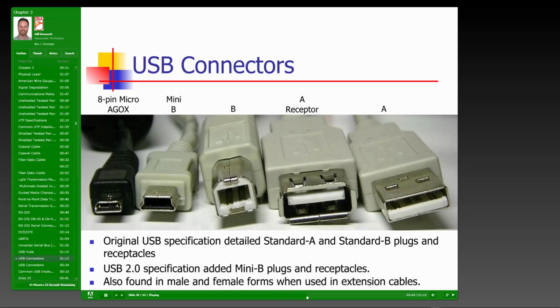And the other connector, if you look to the far right, we have an A, and then right next to that A, you see it says A receptor. So that's actually the female version of an A connector. An A connector is generally considered to be a male connector. But what the receptor does is allow you to have that connector on one end of a cable, so you can plug in the male end to it and actually create like an extension cord to extend the length of a USB cable.